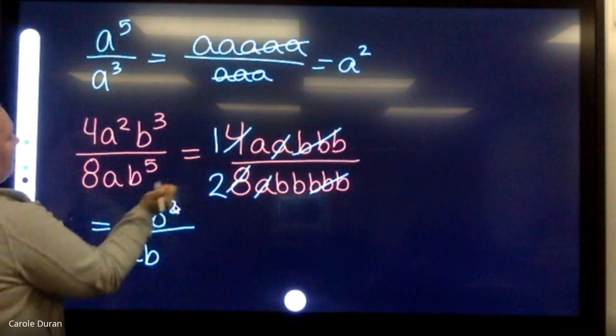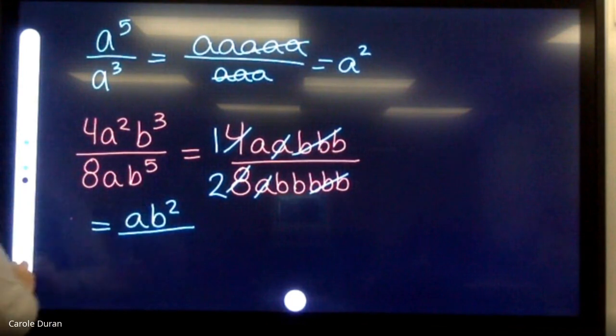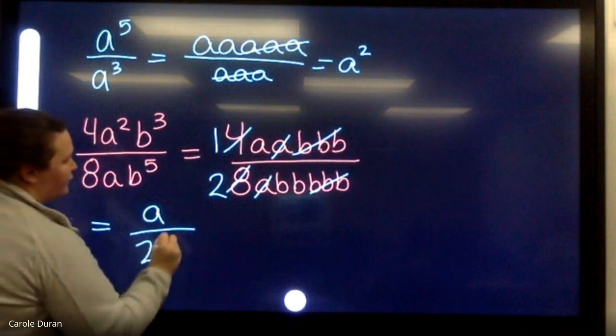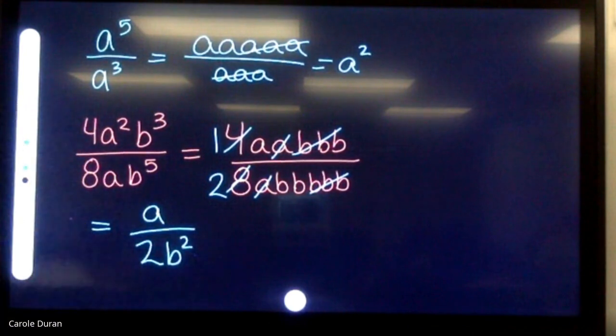So it's just an a in the numerator and then a 2b^2 in my denominator. So we get rid of the 1 altogether. Well, 1a is the same as a, so I don't feel the need to write it. If you do, that's fine. It's not wrong.